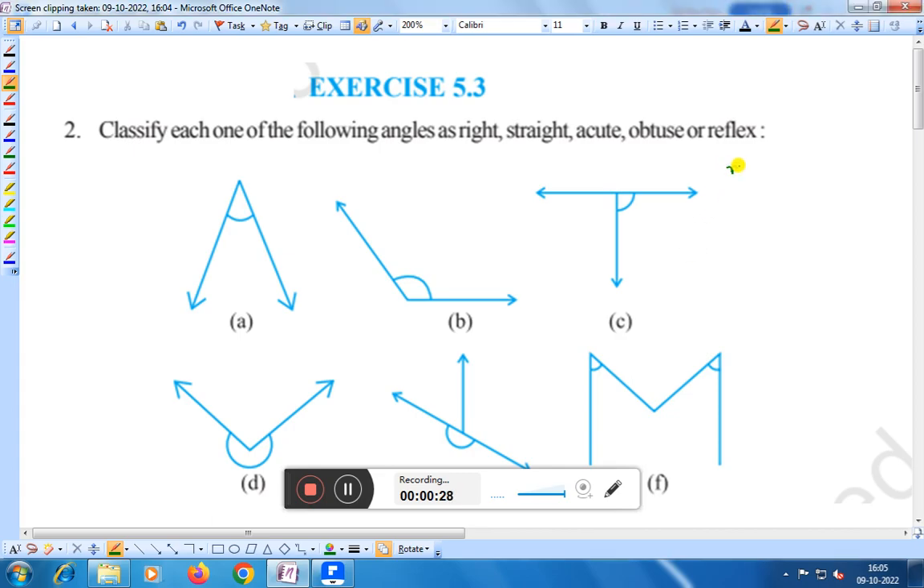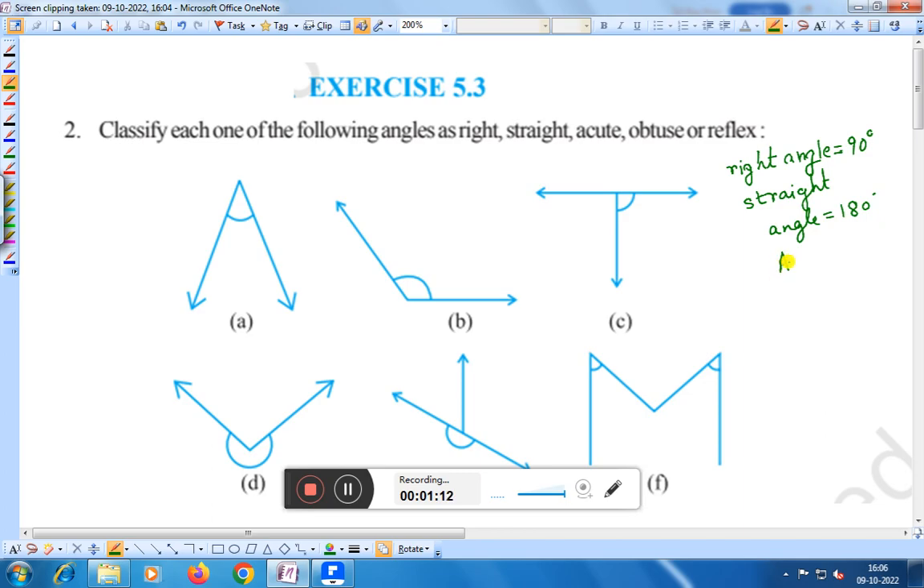A right angle is 90 degree, right? Right angle is equal to 90 degree. Straight angle is equal to 180 degree.